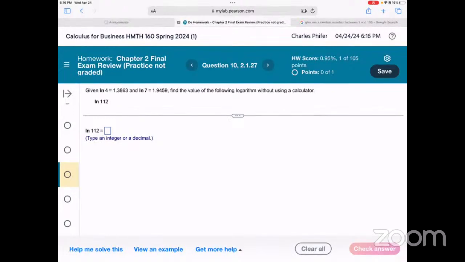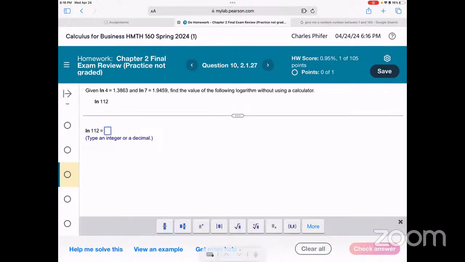Siri, what's 112 divided by 7? 112 divided by 7 is 16. So 112 is what? 4 times 4 times 7, right? So I can take some notes here. We can use the product rule for logs, right? We can break this apart. So this is the same as the natural log of 4 times 4 times 7, right? 16 times 7. Then that's going to be the same as, now we break it up into 3 separate terms, the natural log of 4 plus the natural log of 4 plus the natural log of 7, right?